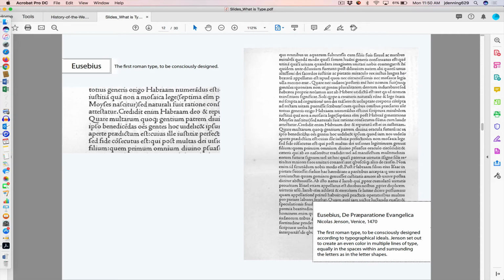Eusebius was the first Roman type to be consciously designed, and it was designed by typographer Nicholas Jenson, and he was from Venice. And Jenson really sought to create individual letters, and it's really kind of our first typeface that was created for the printing press, or specifically for the printing press. And basically, the letters were really designed to combine harmoniously on the page.